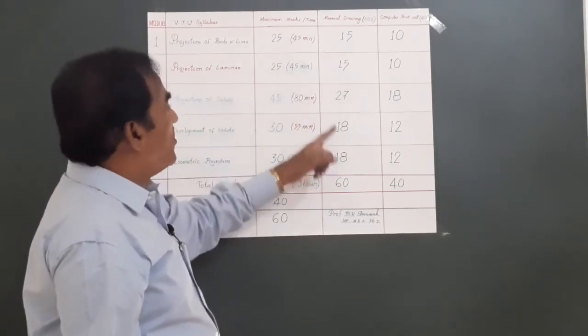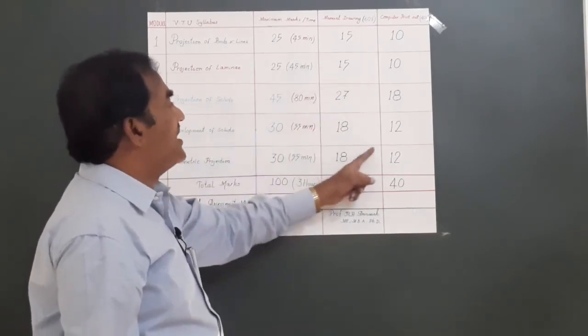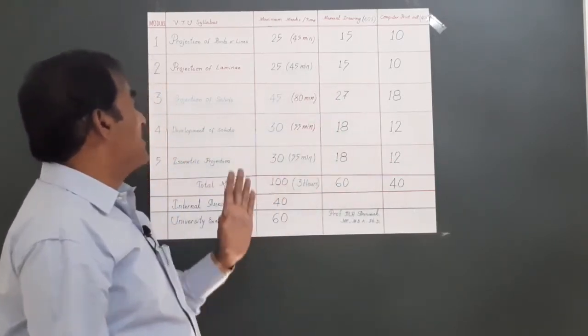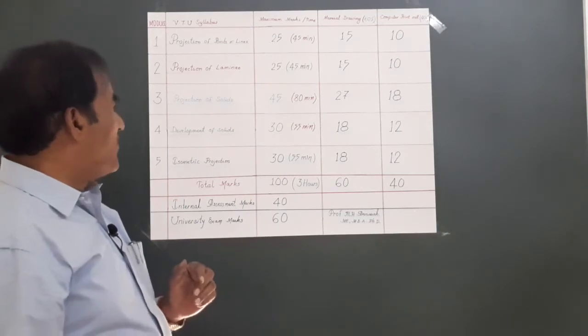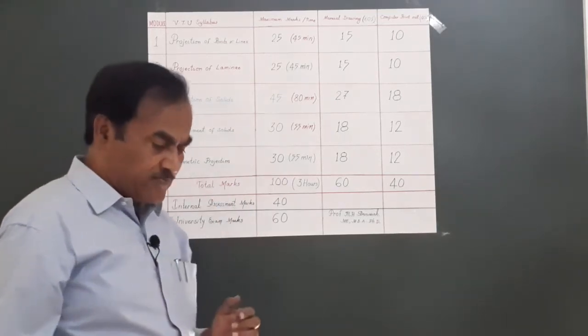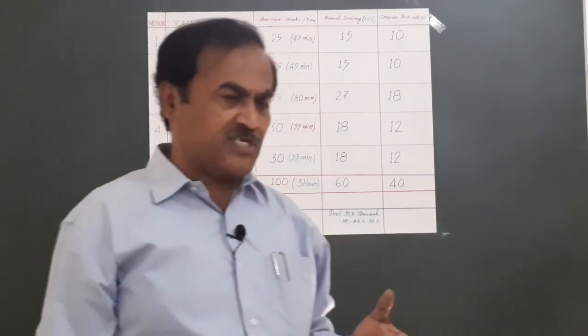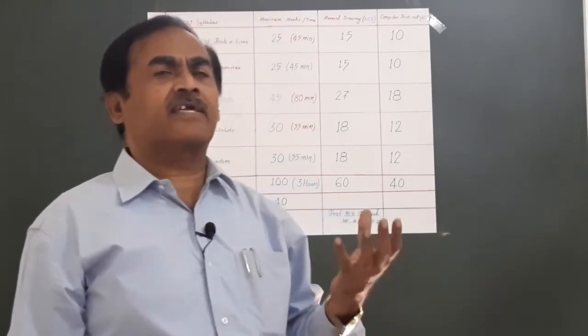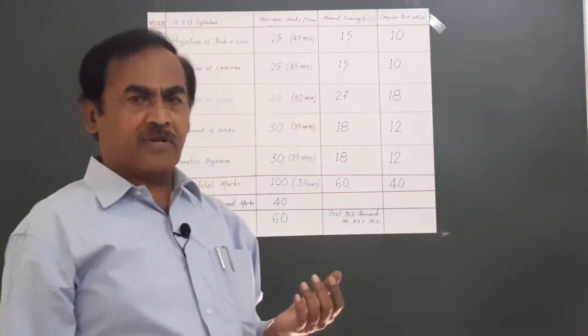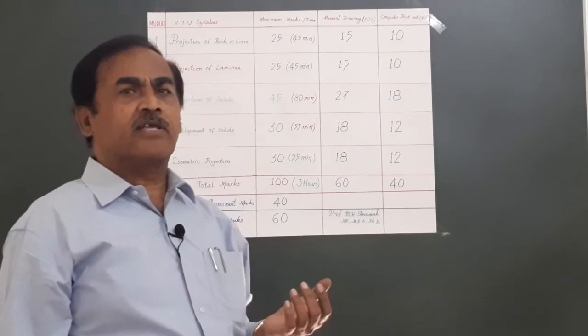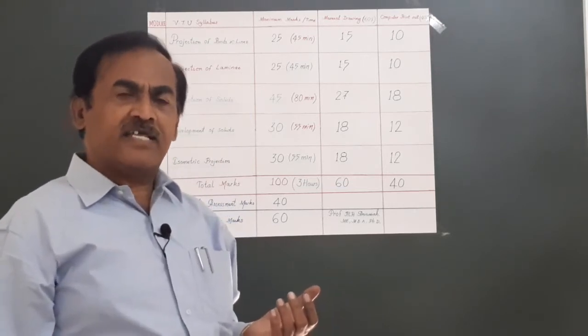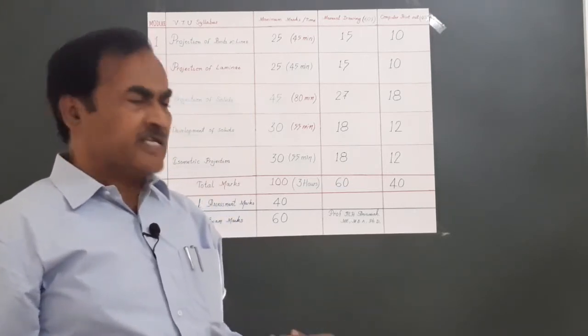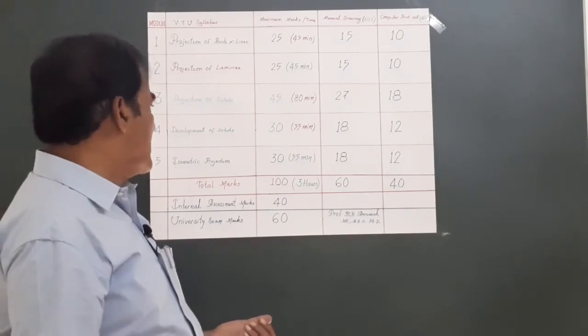Again, in the breakup you have got 18 marks for the manual drawing and 12 marks for the computer printout. Finally, we have this isometric projection. Isometric projection of small objects like a prism, a block, a pyramid, a frustum of a pyramid, a cone, a cylinder, a sphere, hemisphere, tetrahedron, and so on and so forth.